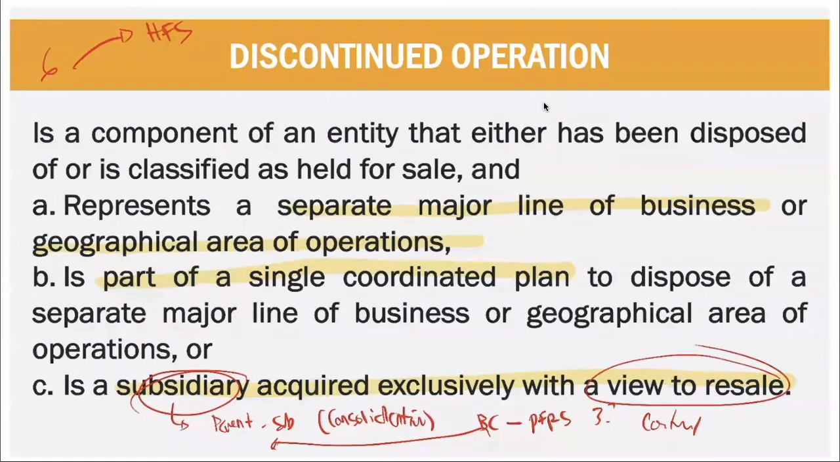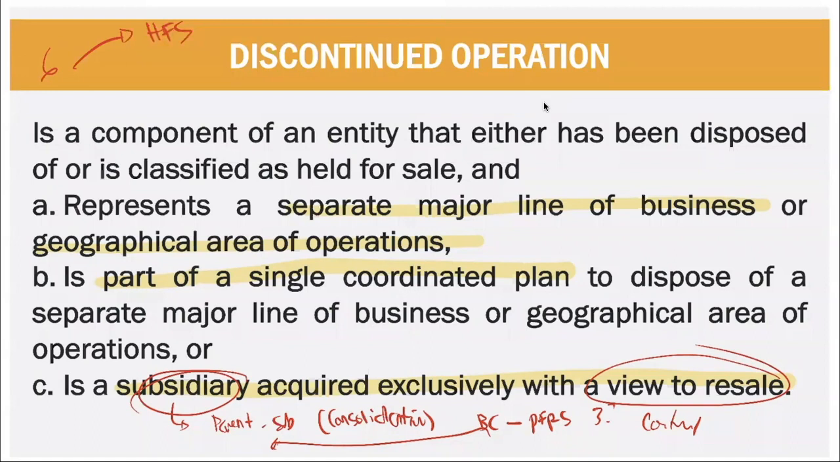So if you have a subsidiary, you purchase a business, and you intend to sell, we call that a disposal group or discontinued operation. Okay. So what are disposal groups or discontinued operations? These are components of your entity which have been disposed of or are classified as held for sale. What are these components of an entity? That is either a separate major line of business or geographical area of operation, or a part of a plan to sell that particular major line of business or geographical area of operations, or it is a subsidiary acquired exclusively with a view to resale.